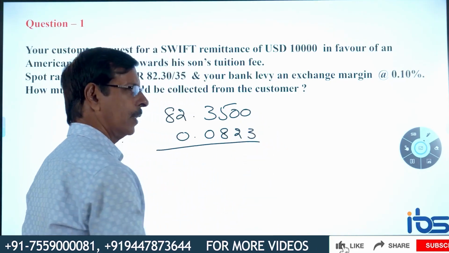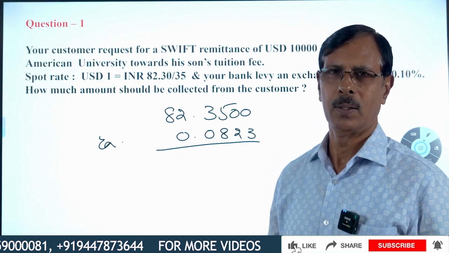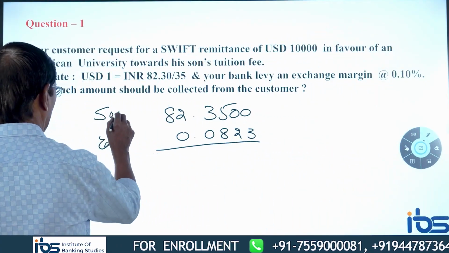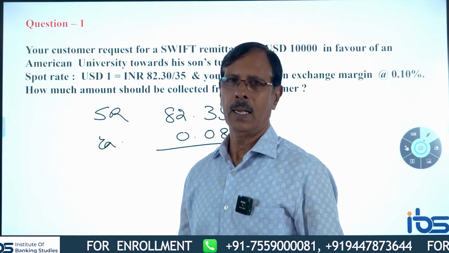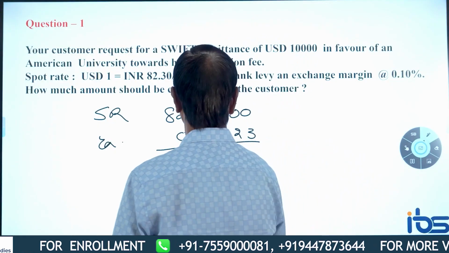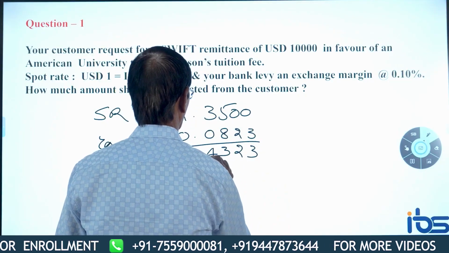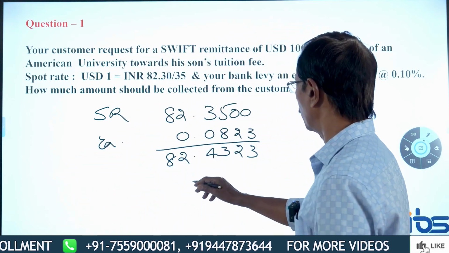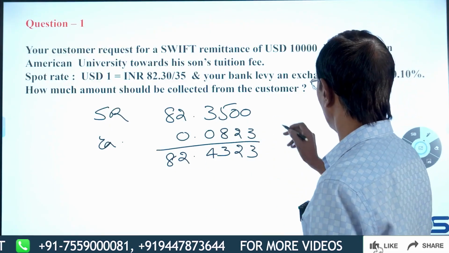Now, the confusion normally students get is what to do with the margin, whether you have to add or subtract. Here, what's the transaction? The transaction is selling. If it's a selling transaction, you have to add the margin. In a buying transaction, you have to subtract. In a selling transaction, you have to add. So when you add, the rate applicable is 82.4323. And we want the rupee equivalent.